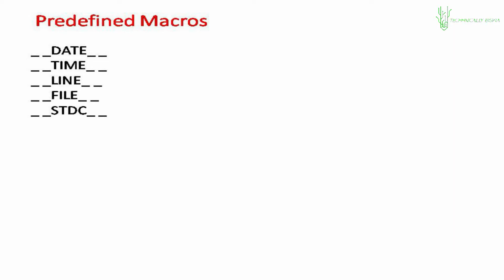Look at that list. It has date, time, line, file, stdc. Date gives you the current date. Similarly, time gives you the current time. Line will give you the current line which is being compiled. I repeat again, it will give you the number of the current line which is getting compiled. File gives you the name of the file being compiled, and stdc is for standard C.